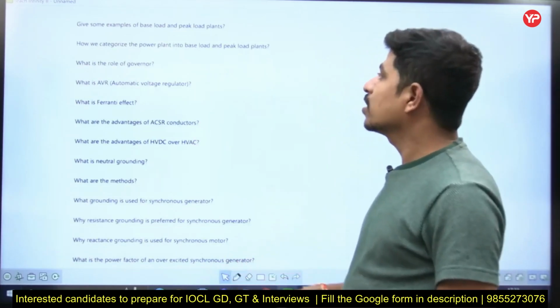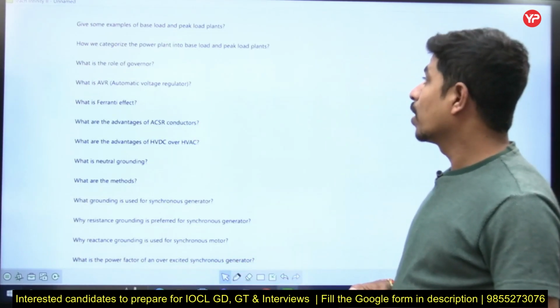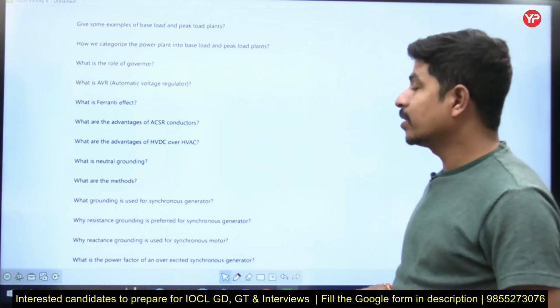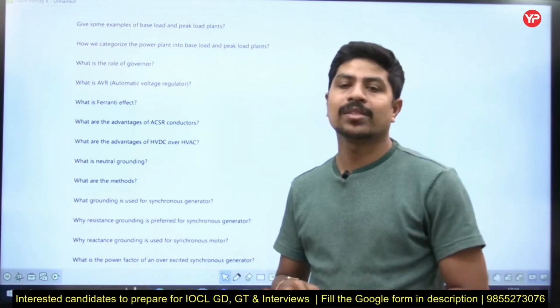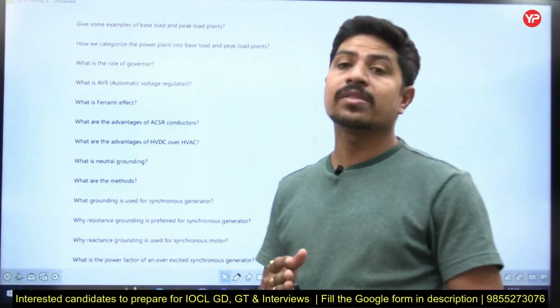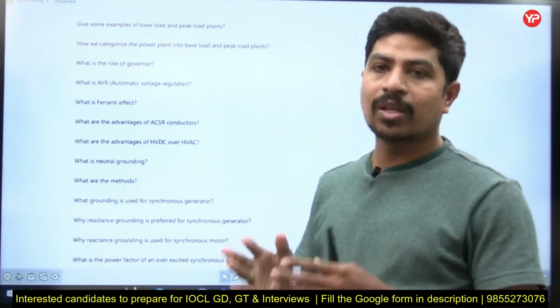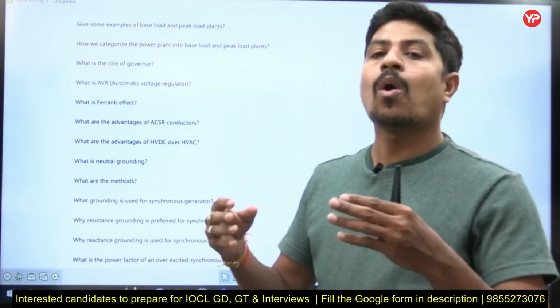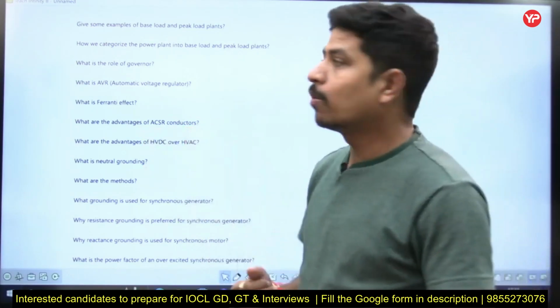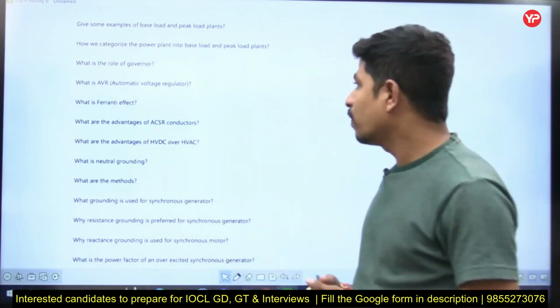Next question is give some examples of base load and peak load plants. How do we categorize power plants into base load and peak load plants? We have two types of plants, base load plant and peak load plant. Base load means it is continuously supplying. Peak load means whenever there is a peak demand of power, then only it comes into the picture. So on what characteristics basis are we going to decide which one is a base load plant and which one is a peak load plant?